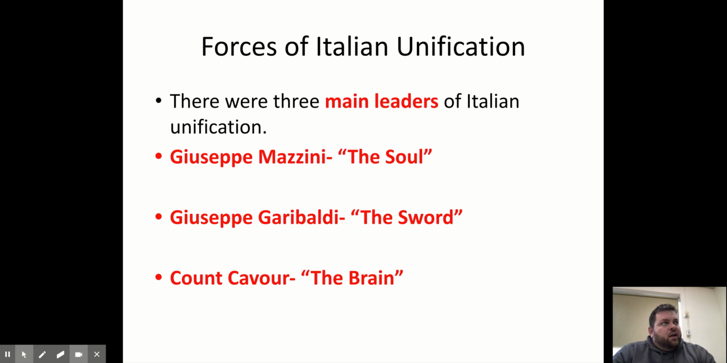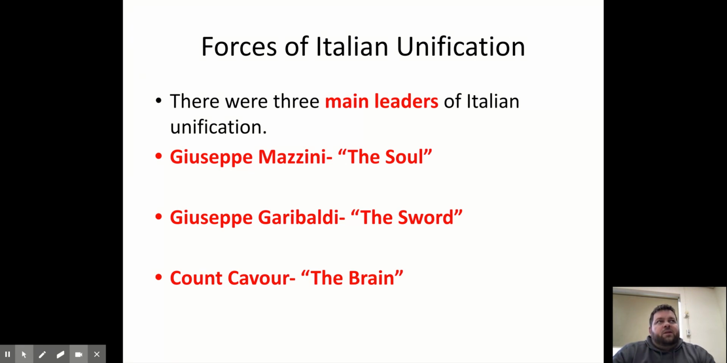After you figure out that this is a thing that you want to do, now we need someone to design exactly how this is going to be done. That's Count Cavour. He's the brain. He is going to map out the strategy and diplomacy that is necessary in order to make unification possible. So he draws the blueprint.